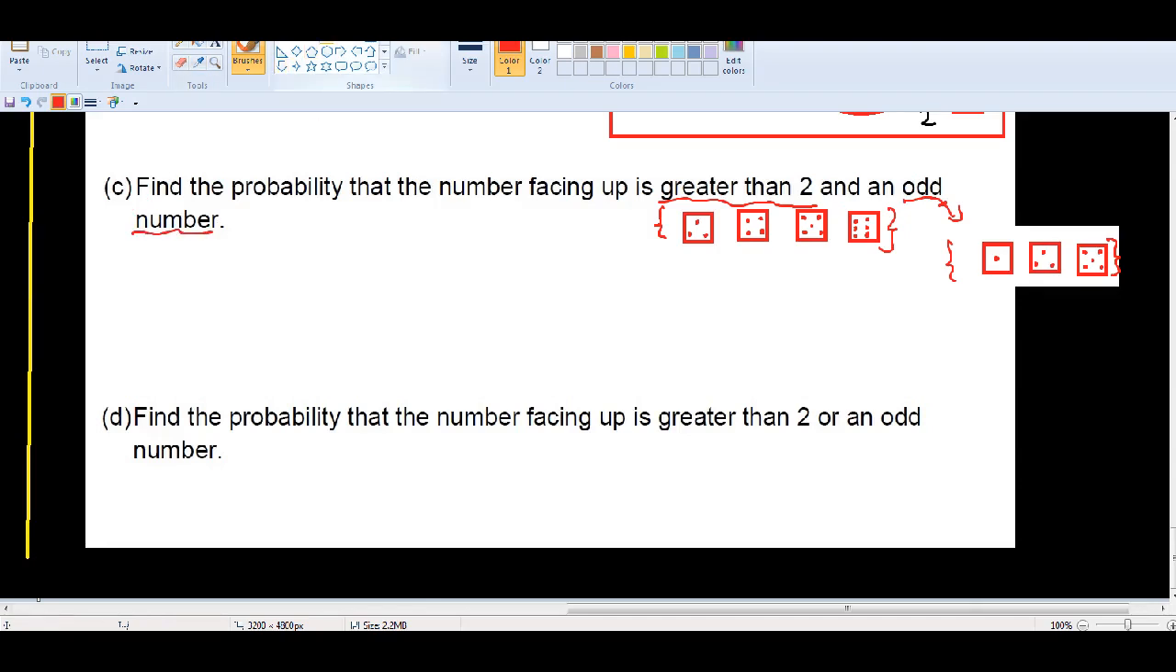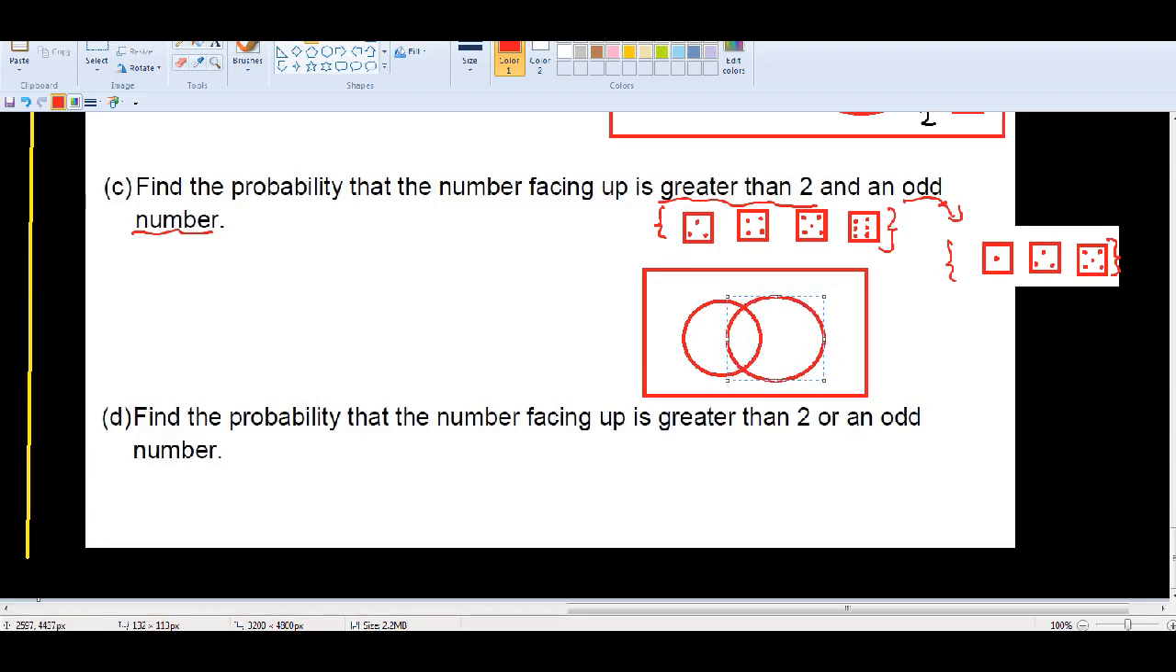So this time let me make a Venn diagram. We need to have greater than 2. I call this event G. Odd number I call O. First you need to see how many are in the overlapping area of the 2 events. For greater than 2, you got 3, 4, 5, 6. For O, you got 1, 3, 5. So actually there are 2 cases which are overlapping.